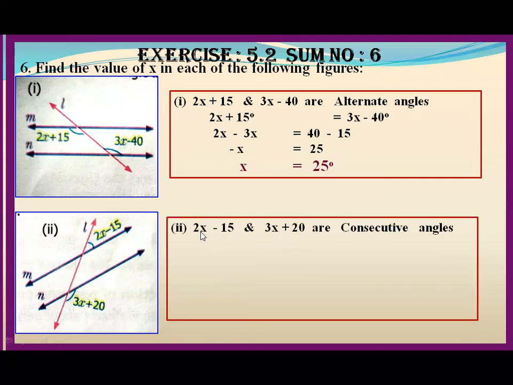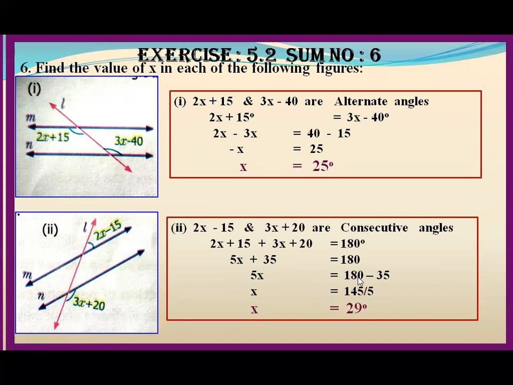Okay, second one there, 2x minus 15 and 3x plus 20 are consecutive angles, so they add up to 180. So when you add them to 180, you get the value as 29 degrees.